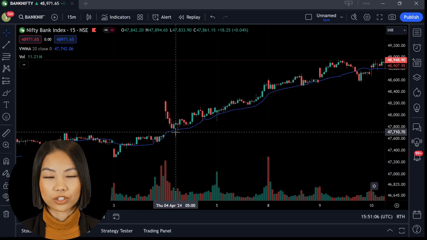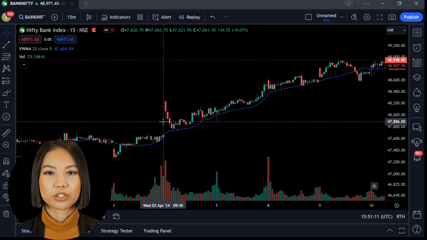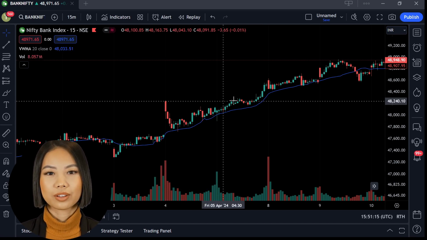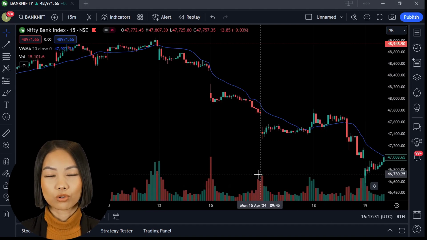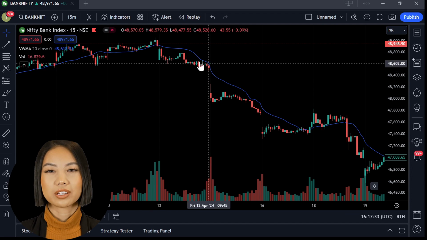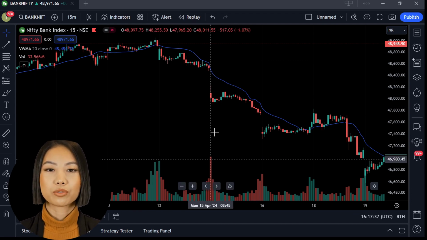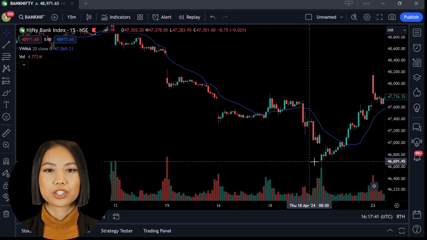Interpreting the volume-weighted moving average for buy and sell signals. A buy signal occurs when the price crosses above the indicator. It indicates potential upward momentum, especially if the volume is high. This can be a good entry point for a long position. A sell signal occurs when the price crosses below the indicator. It suggests potential downward momentum. High volume during this crossover strengthens the signal, indicating a possible short position.